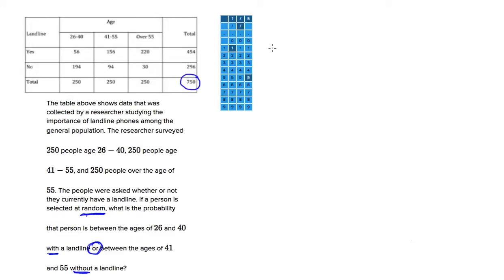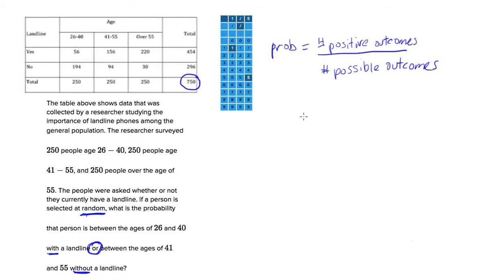So if you recall, probability, just general probability, equals the number of positive outcomes, meaning the ones that we want to happen, the ones that are included here, divided by the number of possible outcomes. So I already talked about that possible outcomes piece. That's going to be our 750. So in this case, we know it's going to be something out of 750.